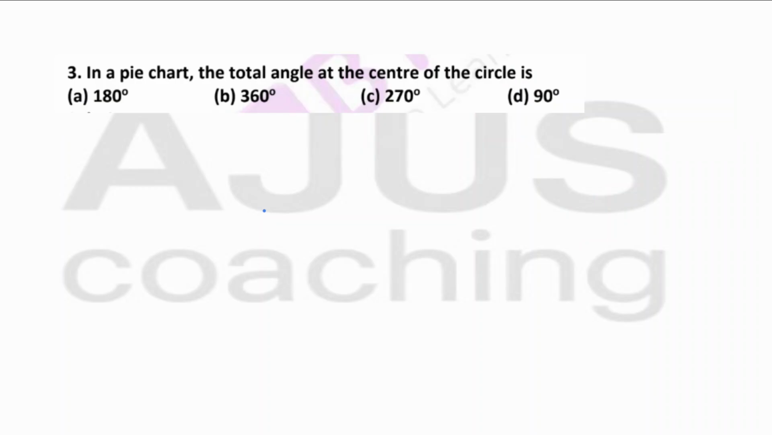Read the question and solve the question in your notebook. Okay, let us solve this problem. In a pie chart, the total angle at the center of the circle. As we know, a pie chart is basically a circular chart. For a circle, the total angle at the center is 360 degrees. So, since a pie chart is a circular chart, the total angle at the center will be 360 degrees. This is the correct answer.